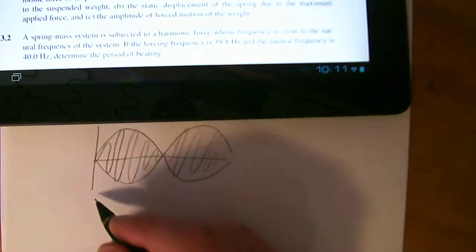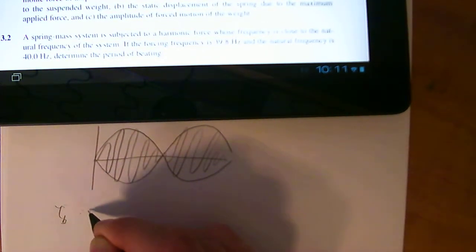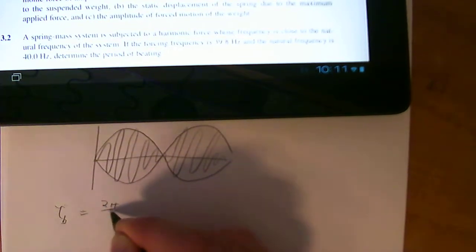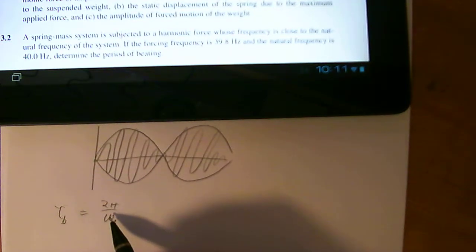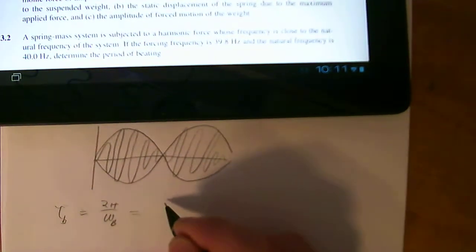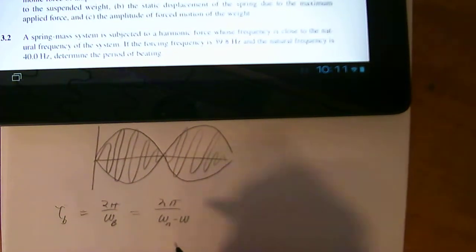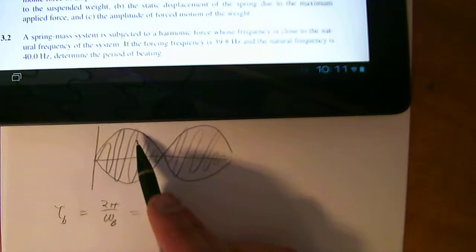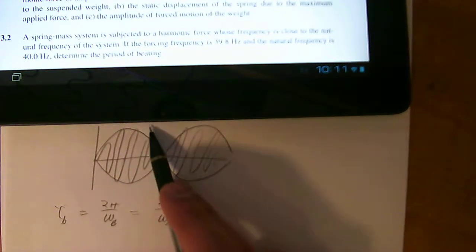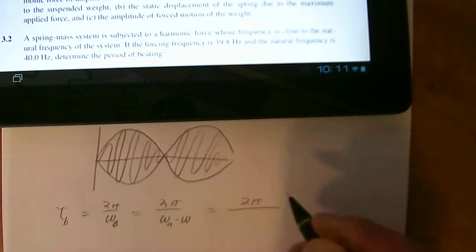Okay, so the way you do that is, well, we're just trying to find the period. So we'll go tau b, of beats, and we know that period is equal to 2 pi all over omega of beats. And in order to find the frequency of the beating, it's actually pretty easy. All you have to do is go 2 pi all over omega n minus omega, which is the natural frequency minus the frequency of the forcing function, and that will give you the difference, which will create the beating frequency.